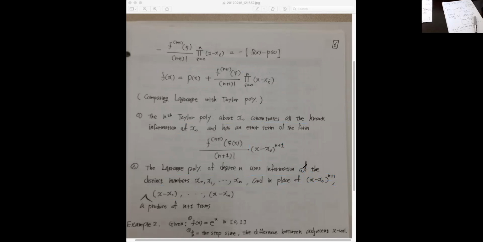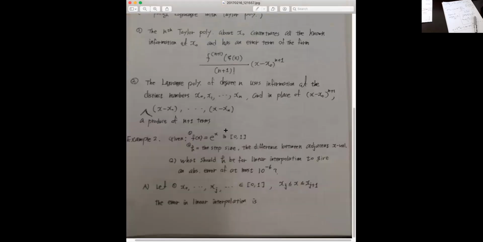Now the next one is Example 2. f of x is equal to e to the x, and h is the step size, the difference between adjacent x values. What should h be for linear interpolation to give an absolute error of at most 10 to the negative 6? So we have to decide h, the step size. Let x0 through xj, and there are many nodes. Let's say there are nodes x0 through xn.